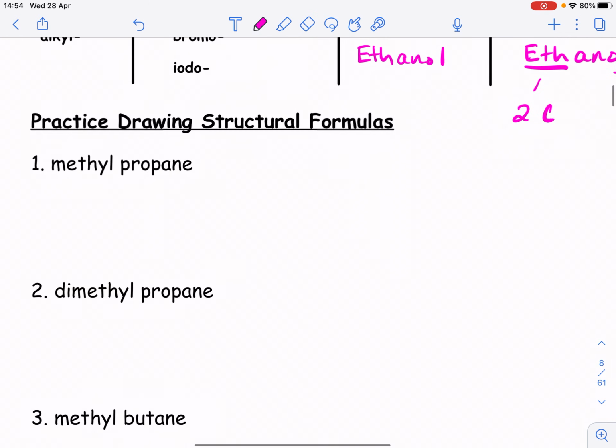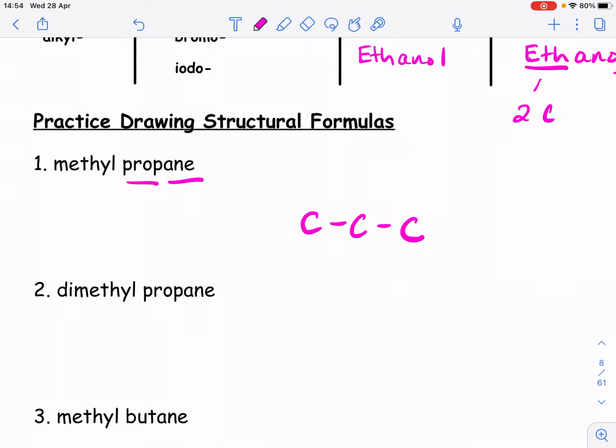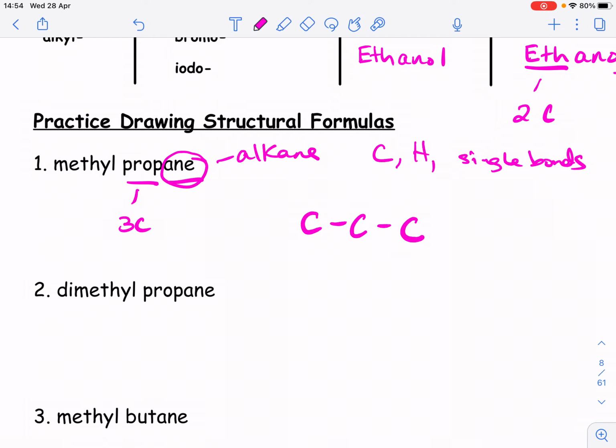Okay, now these here show us one more feature of our organic molecules, one more thing we have to worry about when we name them and draw them. So I see prop and I see ane. So the prop tells me 3 carbons, and ane tells me alkane. That means I only have to worry about using C and H, and I'm going to draw all single bonds. So I remember that's what an alkane is. So these are the clues that I'm getting from the name. So 3 carbons and alkane.